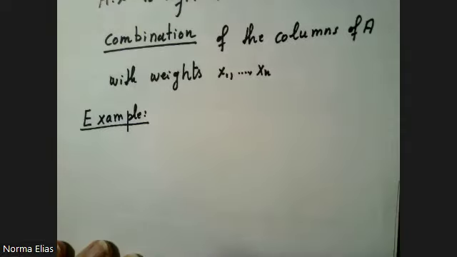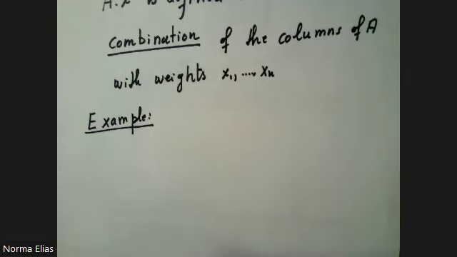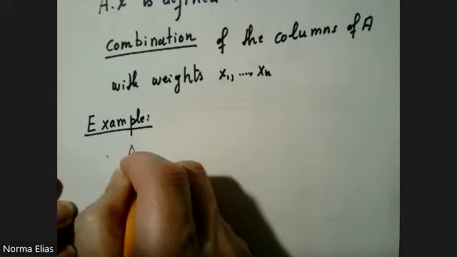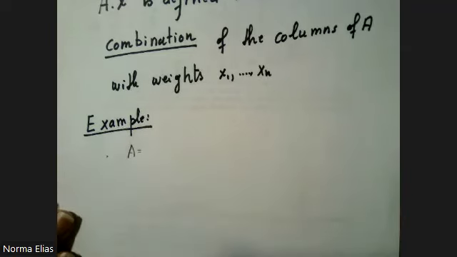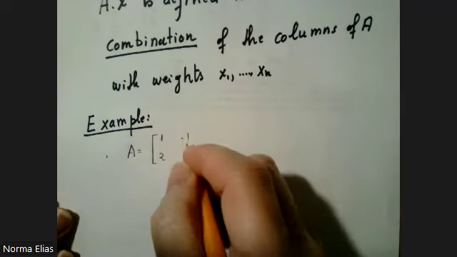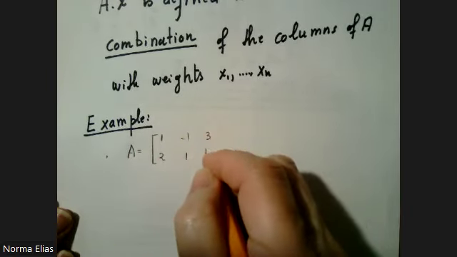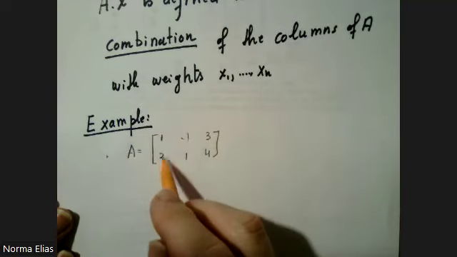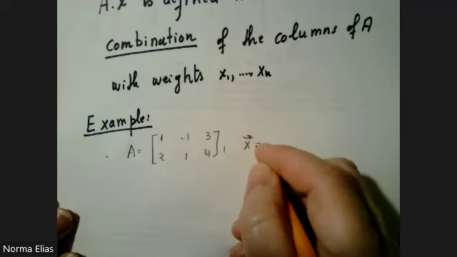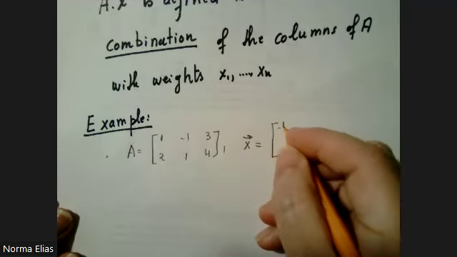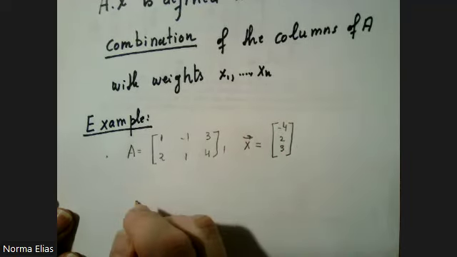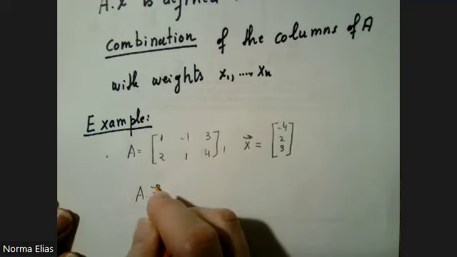So immediately, an example of this multiplication. Suppose I give you the following matrix. Let A be the matrix 1, 2, minus 1, 1, 3, 4. That's a 2 by 3 matrix. And x is the following vector: minus 4, 2, and 3. So what is A times x?